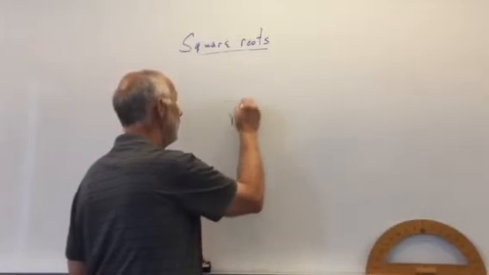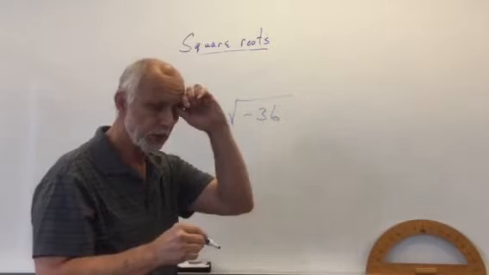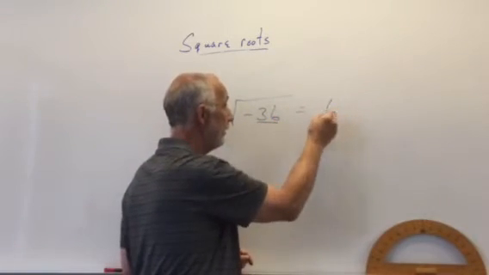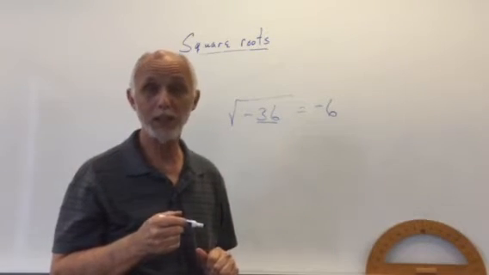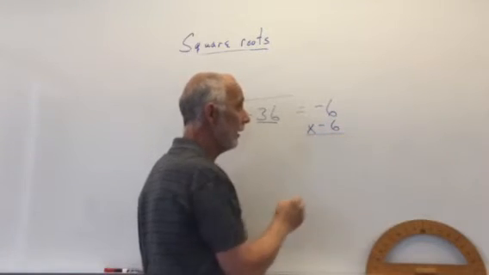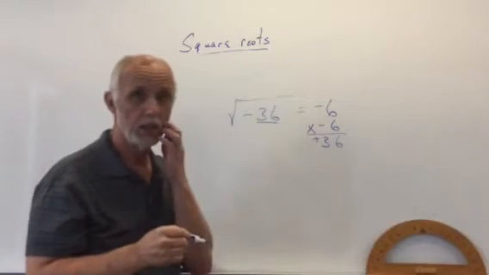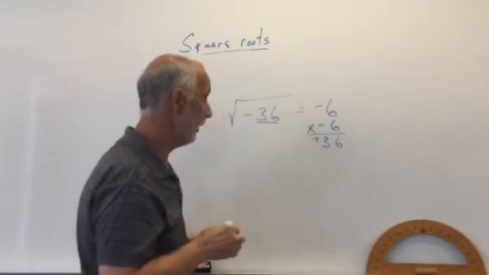Square root of a negative 36. Now again, people say, oh, that's easy. Just say the square root of 36 is 6 and put a negative sign in front of it. That would be great, but it's not true. Because if you square a negative 6 by multiplying a negative 6 times a negative 6, the answer is a positive 36. And again, you need a negative 36.